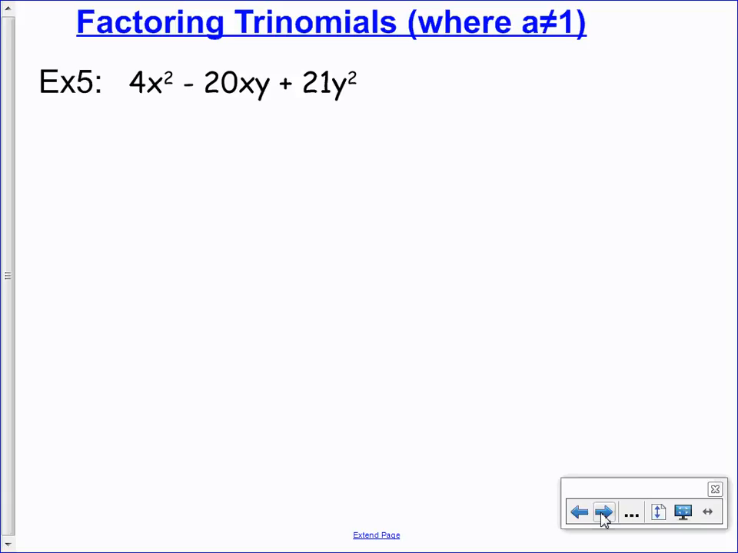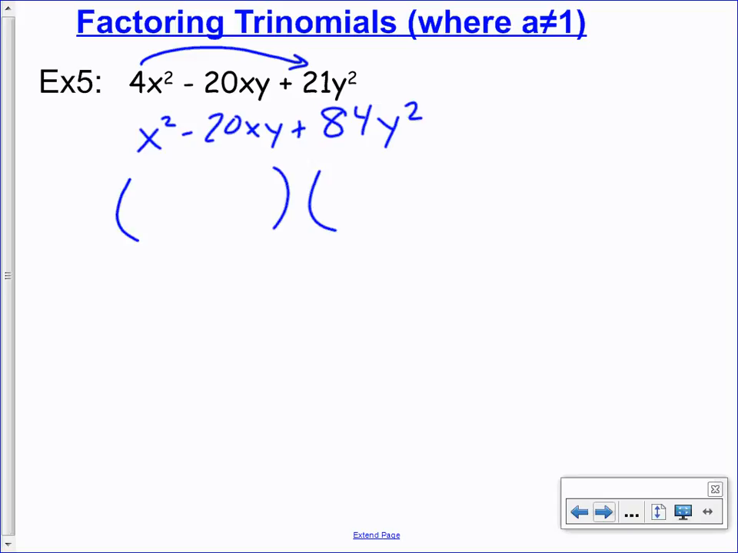Thou shalt not be afraid of big numbers. It's okay. Here we go. The GCF is not 4. Thank you, though, because 4 doesn't go into the 21. So the GCF is not 4 in this case because 4 has to go into all of it. So you have to multiply the 4 to the 21. So it's x squared minus 20xy plus 84y squared.